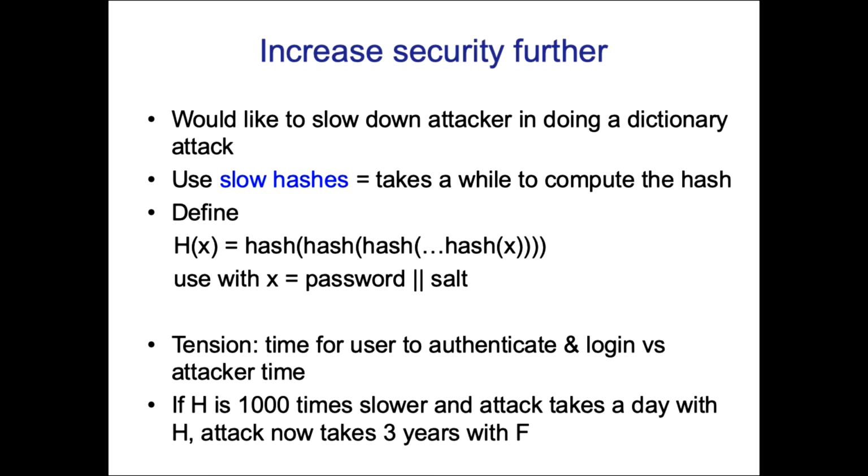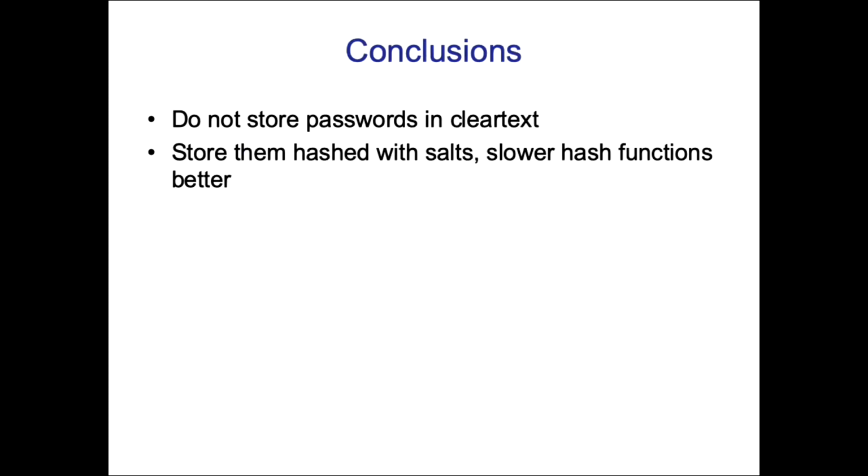As long as it's not super observable for a user, maybe that's okay. But the point is that with the attacker, it's going to take 1,000 times longer. It's 1,000 times, 3 days or 3 months, so it really can take it from something barely feasible to something very infeasible. Okay, so there's a tension there, but it could still be useful to use a slow hash function within what doesn't really bother a user. All right, so the main takeaways from hashing passwords are that you should never store the passwords in clear text. You should store them hashed, with salts, and with slower hash functions.